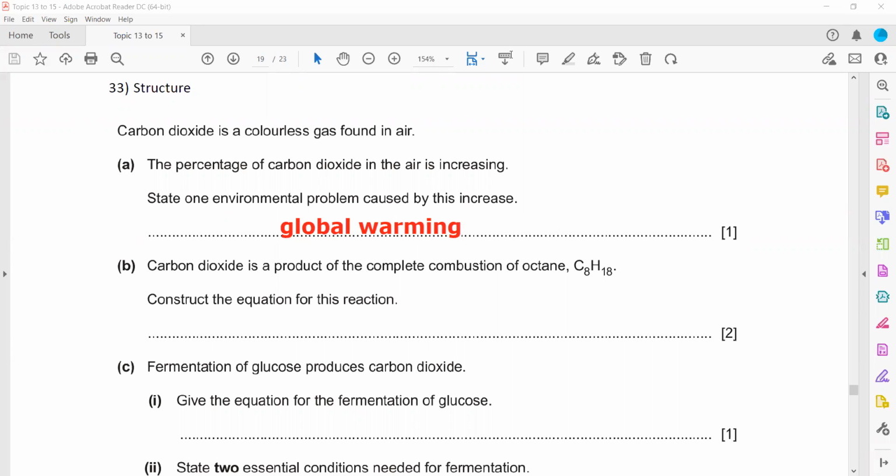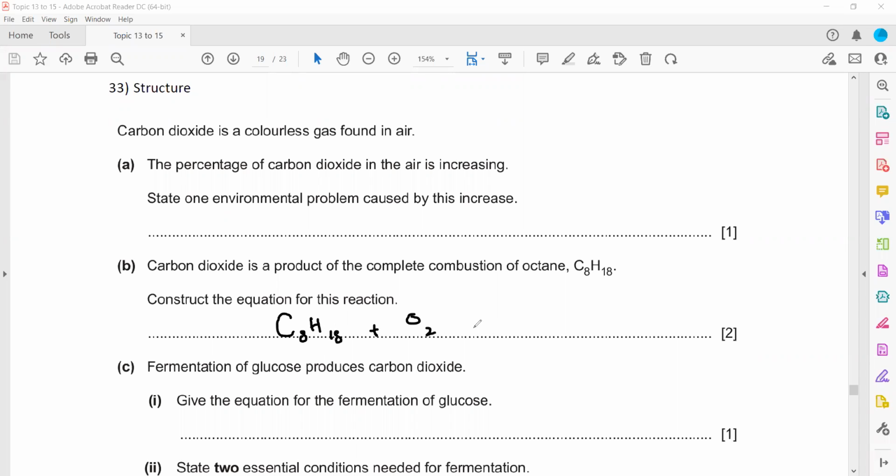Then carbon dioxide is a product of the complete combustion of octane, C8H18. Yeah, climate change you can also mention. So whenever you're writing, 2 marks are there. 1 mark is for writing the correct product, and the second mark is for the balancing. So we have C8H18 there.